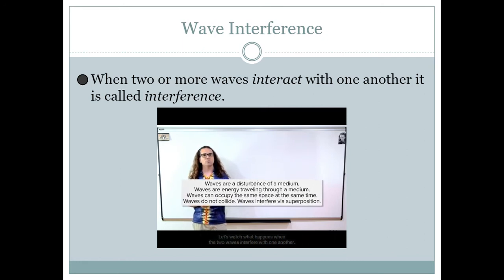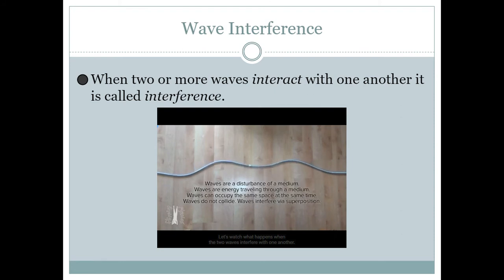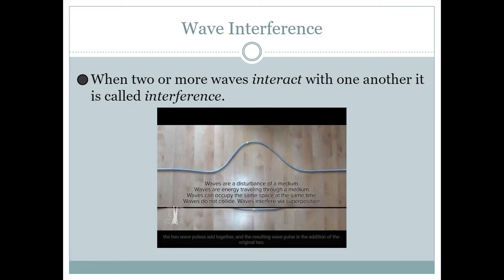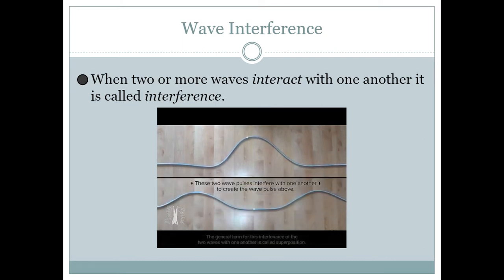Let's watch what happens when the two waves interfere with one another. You can see that when the two wave pulses occupy the same space, the two wave pulses add together, and the resulting wave pulse is the addition of the original two. The general term for this interference of the two waves with one another is called superposition. Superposition is the addition of waves when the waves interfere with one another.